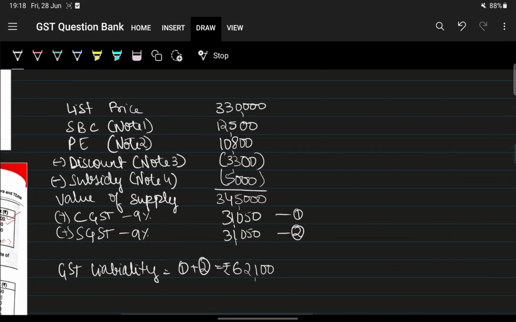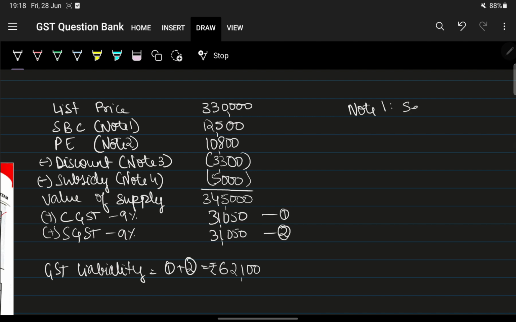Okay, now these notes, right? Note 1. I'll just tell it. Okay, this is as per section 15 subsection 2 clause A, which talks about any tax other than GST and TCS being included in the value of supply. Okay, so if it is anything other than GST or TCS, then just add it to the value of supply.